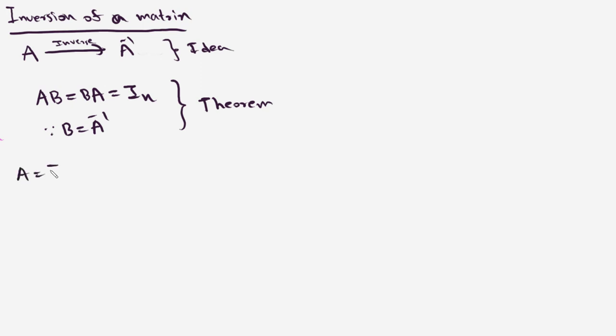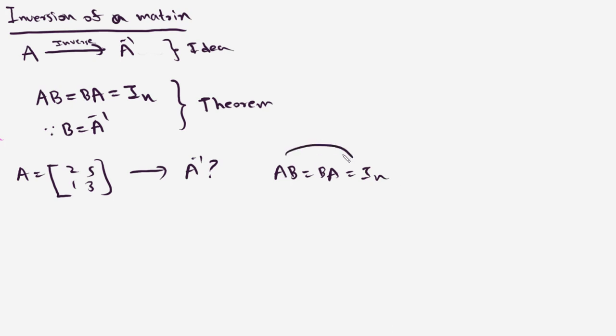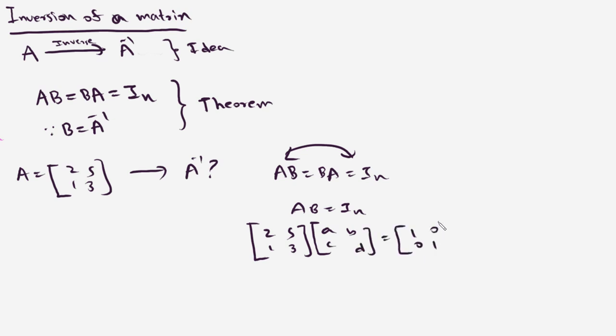So let's grab an example. Let's say I have this matrix, and if I want to find the A inverse, all I have to do is follow this rule: AB, BA, IN. Using these two methods, AB equals IN. So A will be 2, 5, 1, 3, and B I don't know, so I will put as A, B, C, D, and IN I know, which means 1, 0, 0, 1.